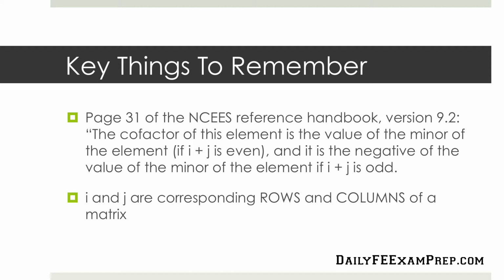So if you reference page 31 of the NCEES Reference Handbook, version 9.2, the cofactor of this element is the value of the minor of the element if i plus j, which is rows and columns, is even. And it's the negative of the value of the minor of the element if i plus j is odd. Okay, so if you're reading that from the supplied reference handbook, it is a little confusing, so we're going to clarify it for you in this video. So remember, i and j are corresponding rows and columns of a matrix.